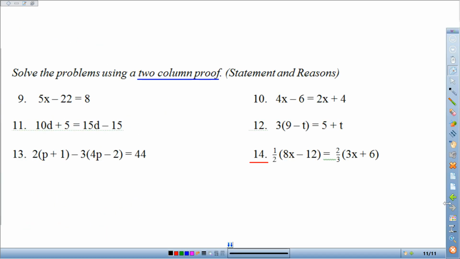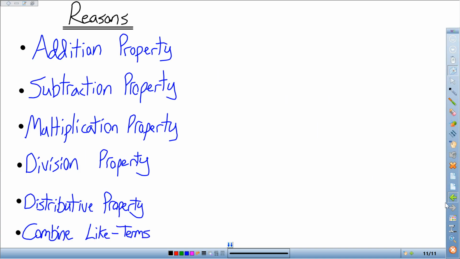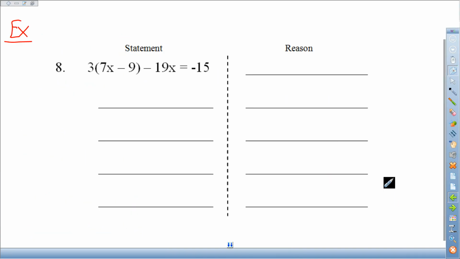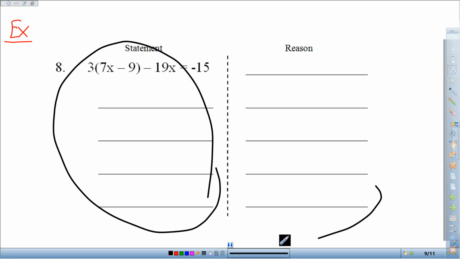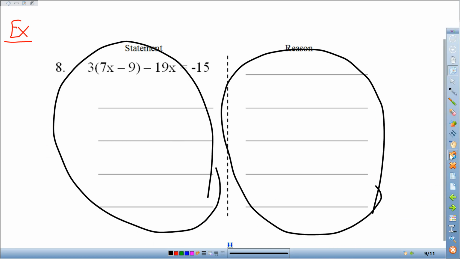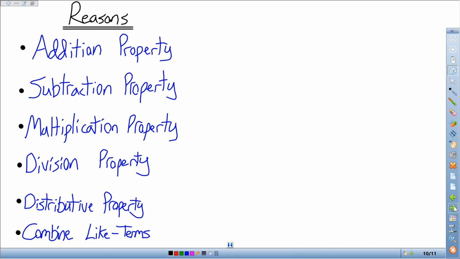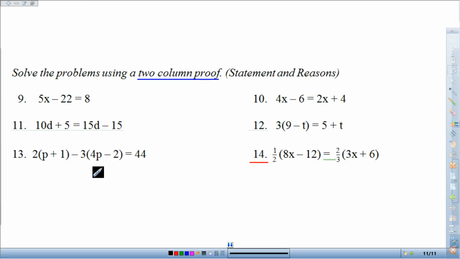So go ahead and flip your page over and take a look at these problems that are asking us to solve the problems using a 2-column proof. Just by the way, that's what we've been doing. These are 2-column proofs. We have this column, we have this column. Basically it's asking us to do the same thing we've been doing. The only difference on these is they are not giving us the statement and the reasons. So basically we're just doing the whole process without them providing us a column.